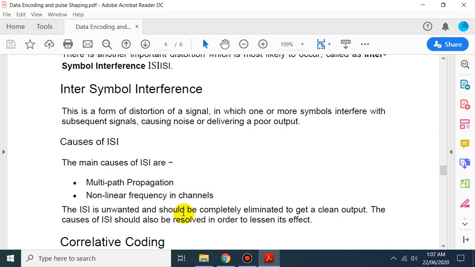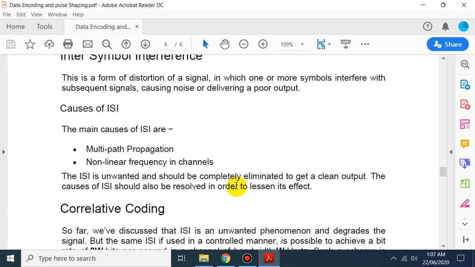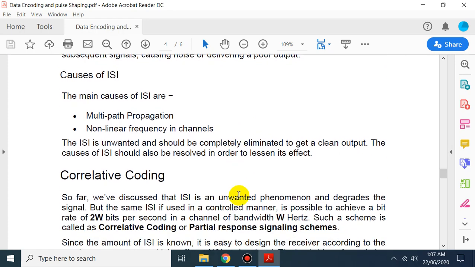The ISI, the inter-symbol interference, is unwanted and should be completely eliminated to get a clean output. The causes of ISI should be resolved in order to lessen its effect. Now we're going to move on to another topic, that is called correlative coding.